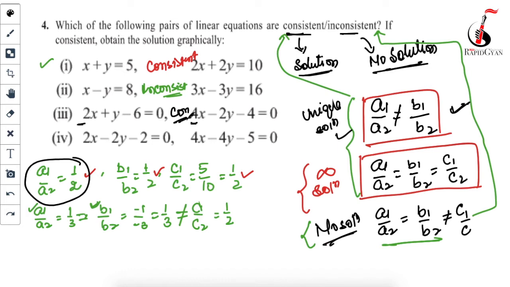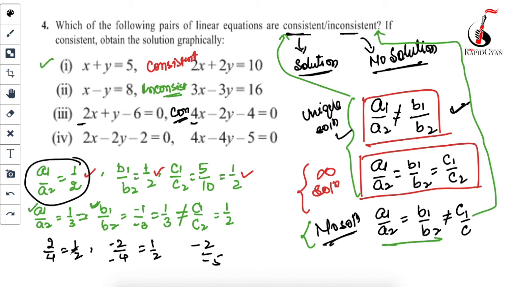Now let's solve the fourth one. Fourth one is, let's find a1 upon a2. a1 upon a2 is your 2 upon 4, which is equal to 1 upon 2. Find b1 upon b2, minus 2 upon minus 4, which is again equal to 1 by 2. And c1 upon c2 is equal to minus 2 upon minus 5.